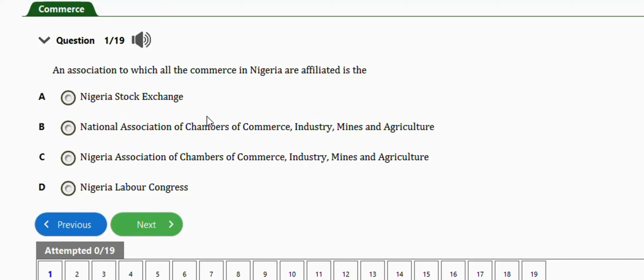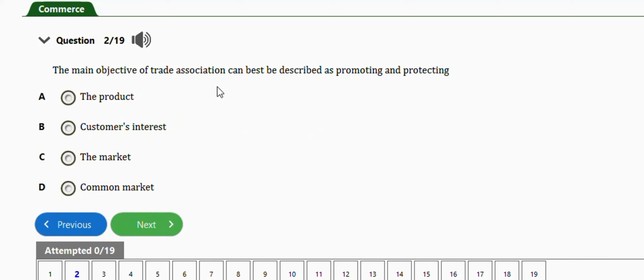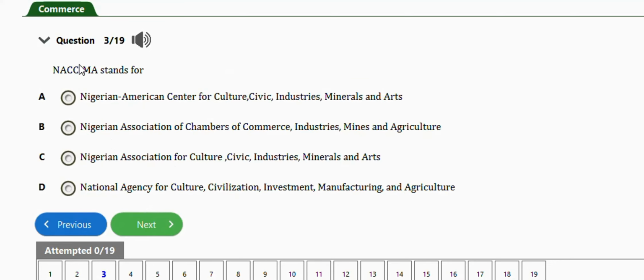The first question I have here says, an association to which all the commerce Nigeria are affiliated is the, so the right answer is option C, Nigeria Association of Chamber of Commerce, Industry, Mines and Agriculture. Next question. The main objective of trade association can best be described as promoting and protecting the product, customers' interest, the market, common market. The right answer is option B, customers' interest. Next question. You say this acronym stands for, so the right answer is option B, Nigeria Association of Chambers of Commerce, Industry, Mines and Agriculture.